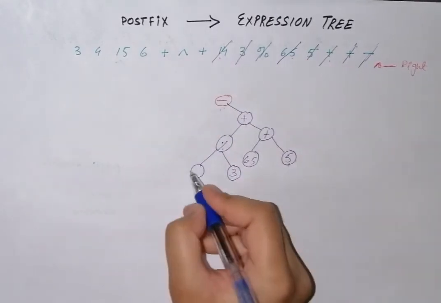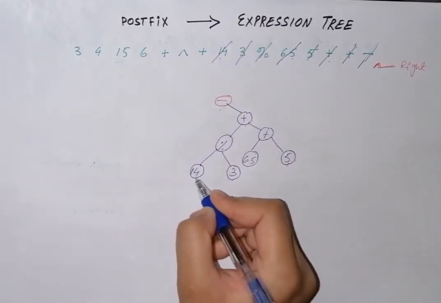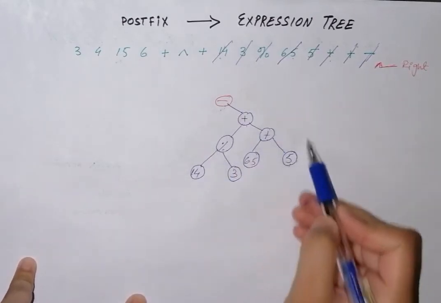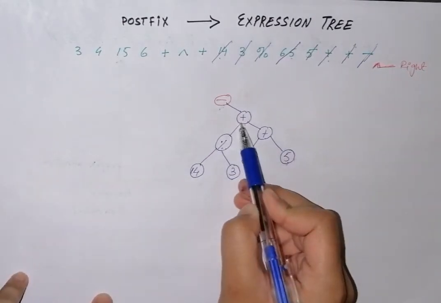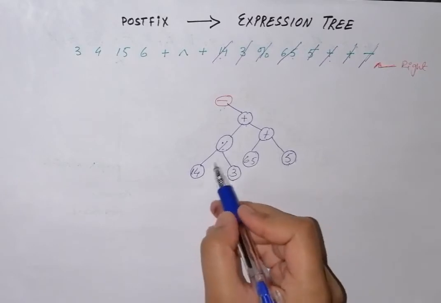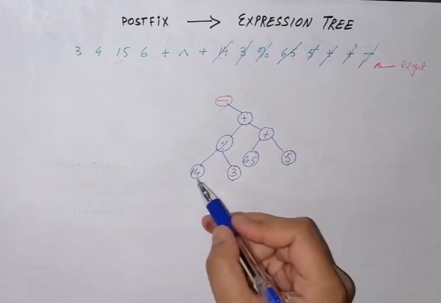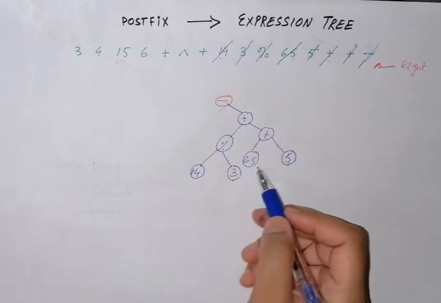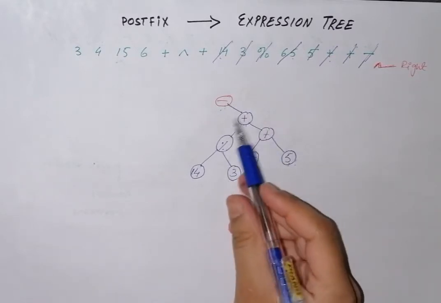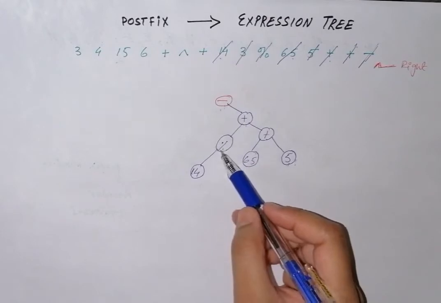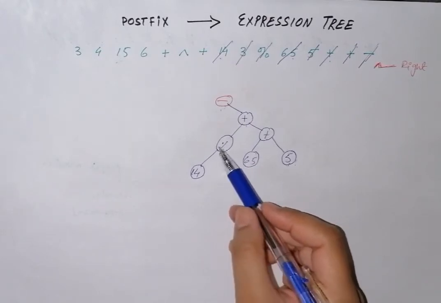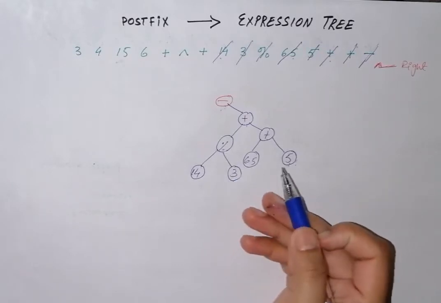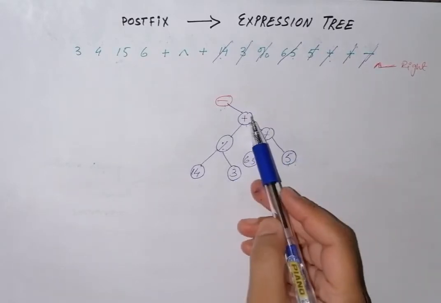So 14 will be inserted as the left child of this division node, which basically completes this subtree of this plus node. Okay, so as you can see, all the leaf nodes are operand nodes. There is no node having an operator as a leaf node. Similarly, there is no intermediate node having an operand as its value. All are having operators as the node values. Okay, so this tree is complete.